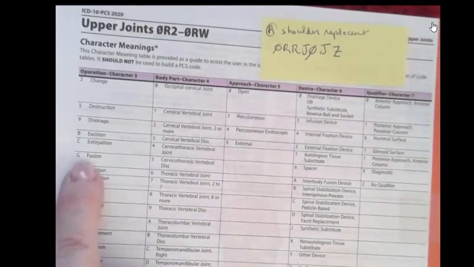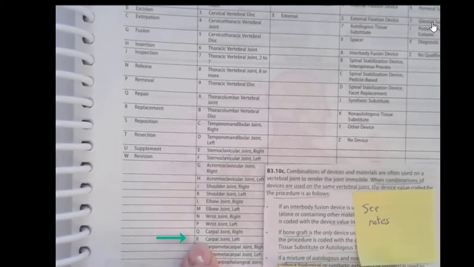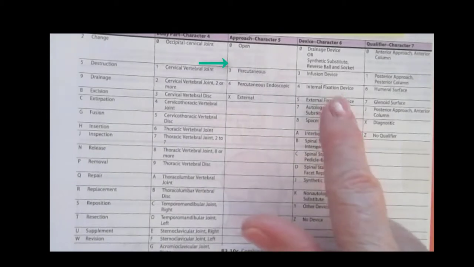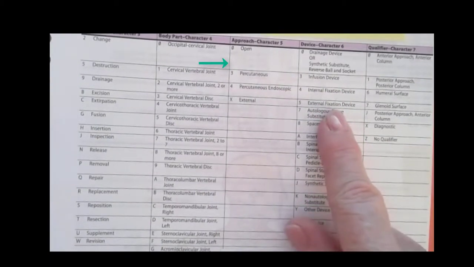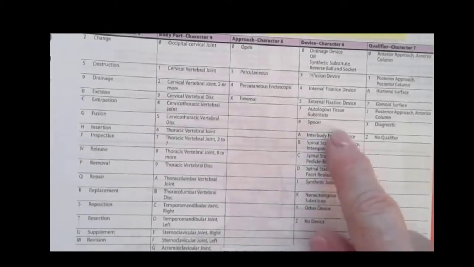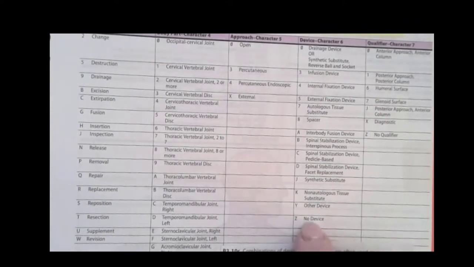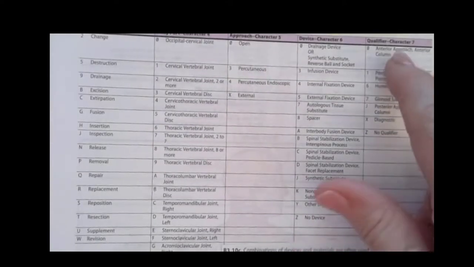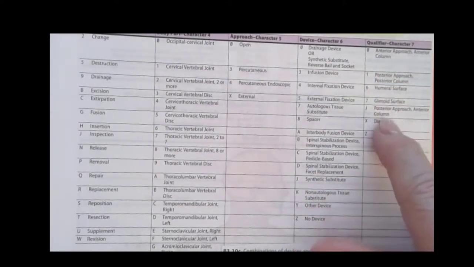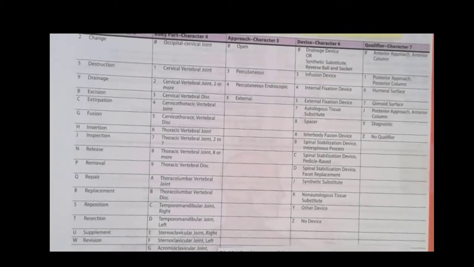Okay? So, looking at the upper joints, it's R. The root operation we're looking at is excision, which is B. The body part we're looking at is the left carpal joint, which is R. The approach is open. And then we have all these devices. But in the case of this procedure, none of these apply. There's no devices that are placed or left in during the procedure. So it's no device. And looking at our qualifier, again, none of these apply to a synovectomy. So our qualifier is Z.